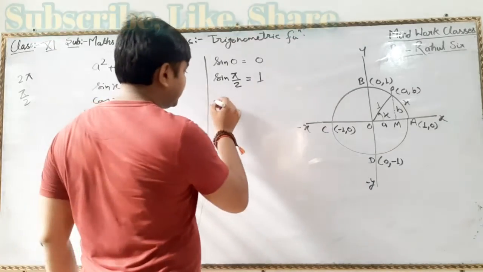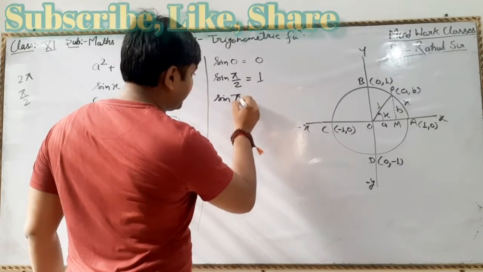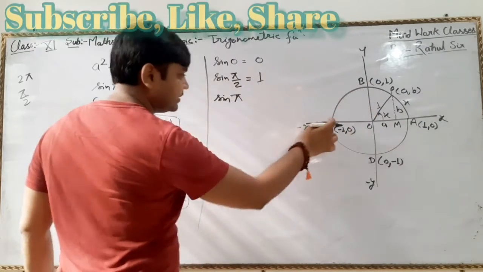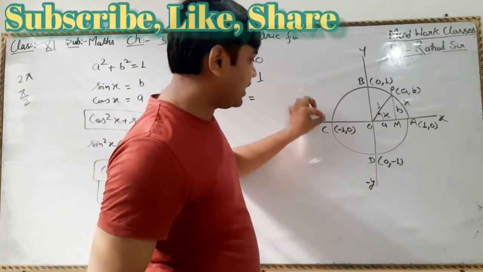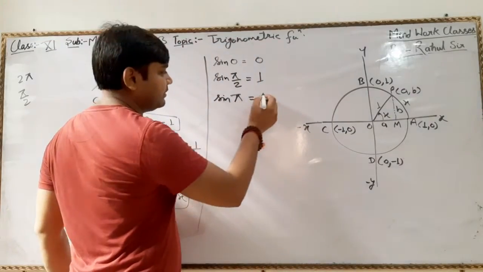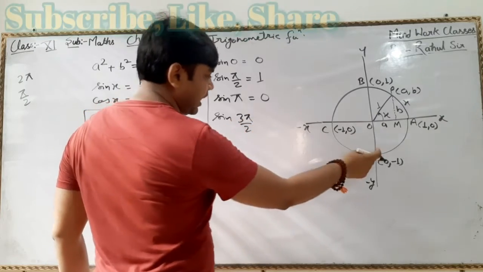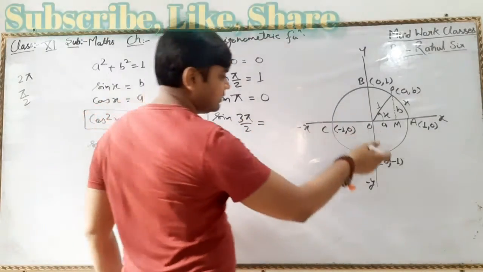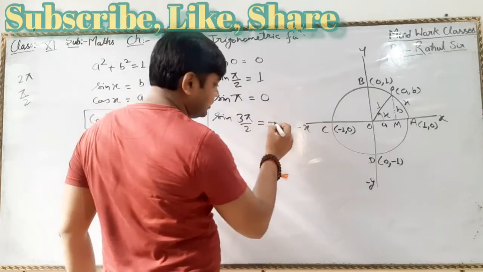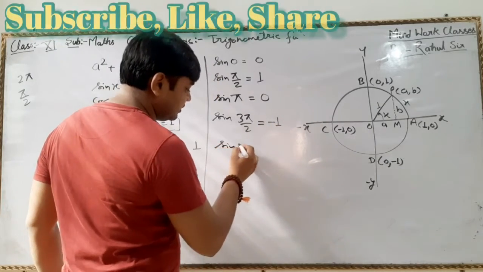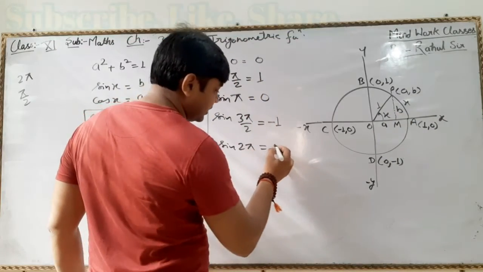Okay, now again sin pi, if we come to point C. At this point we see that the height B will be 0, so sin pi will be 0. Again sin 3 pi by 2 at point D, we find that this is equal to -1 because the length is negative this time, and sin 2 pi, that means again we have reached point A. Sin 2 pi is equal to again 0.